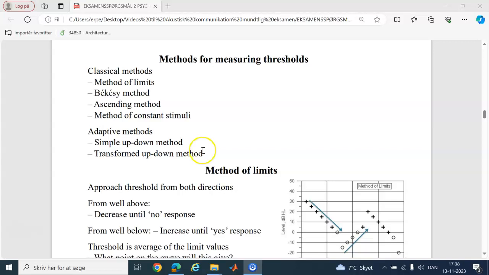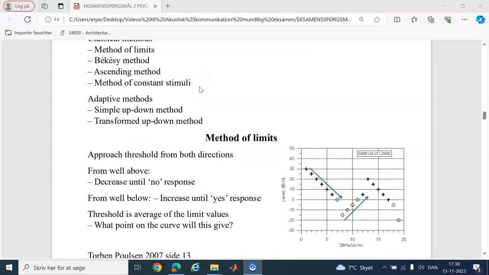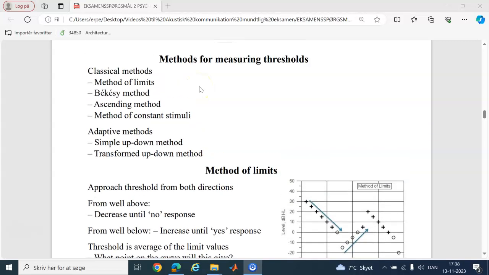We have some methods for measuring threshold. Classical methods: method of limits, descending and ascending, and method of constant stimuli. And then we have the adaptive methods: simple up-down method, transformed up-down method.